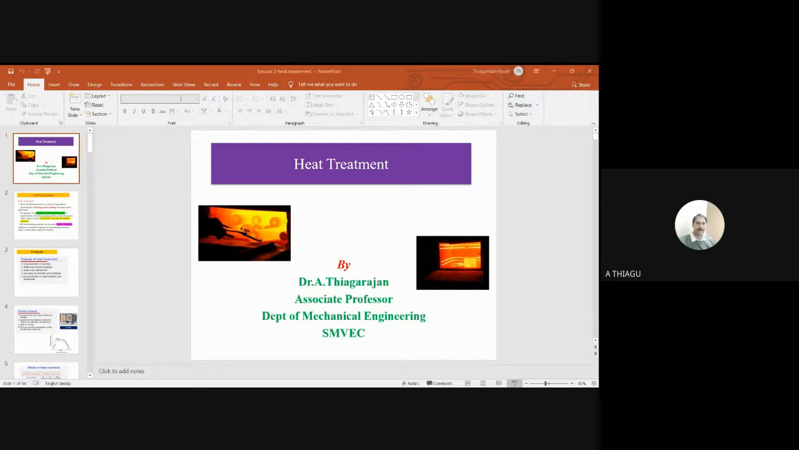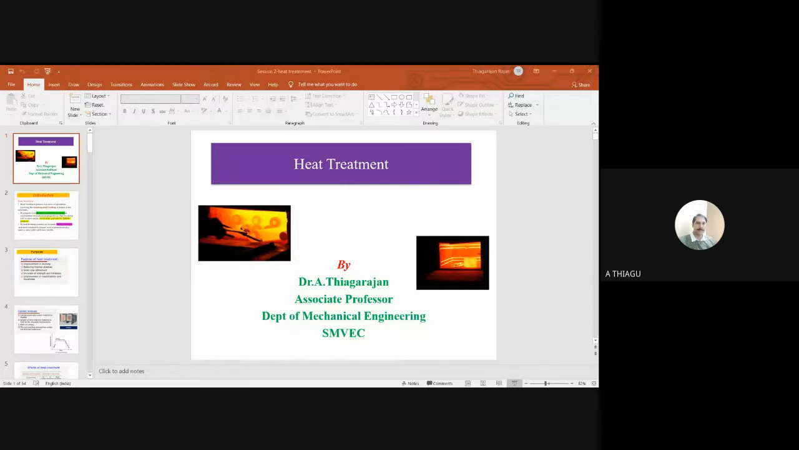Nowadays we have seen some TMT bars. These are mostly used for construction applications, right? Agni TMT. There are many suppliers. TMT stands for thermomechanically treated steel. So it all comes under the heat treatment process only.